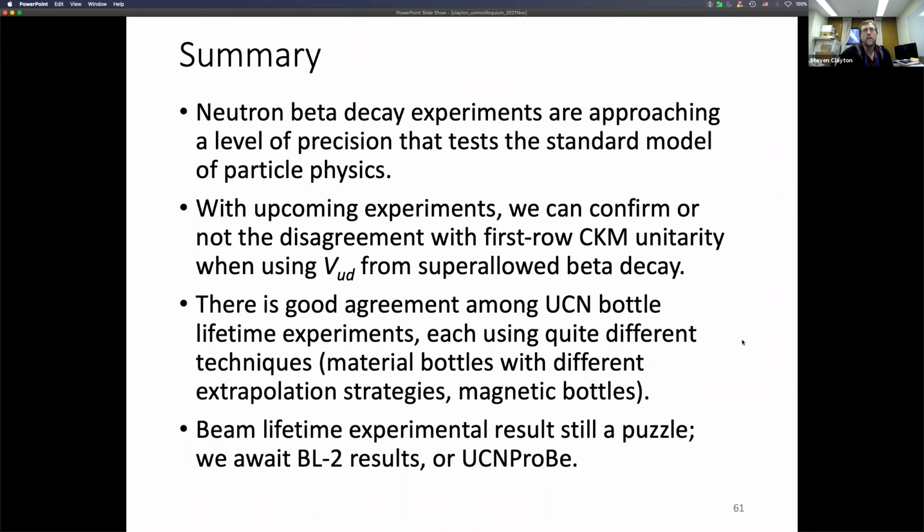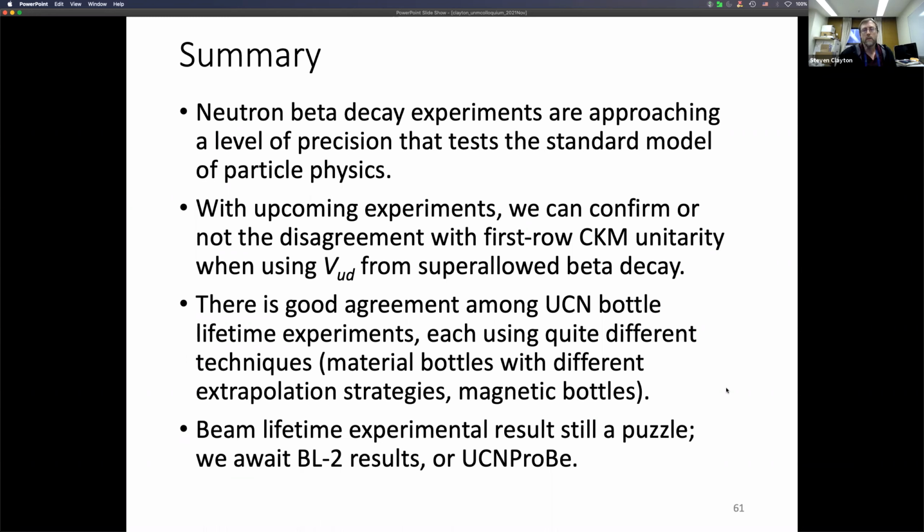So basically, with neutron beta decay experiments, we're approaching a level of precision that tests the Standard Model of particle physics. With upcoming experiments, we can confirm or not the disagreement with first row CKM unitarity when using Vud from superallowed beta decay. There is good agreement among the UCN bottle experiments, notwithstanding a little bit of tension. And each of those, I will remark, use quite different techniques. I mean, especially the material bottles versus magnetic bottles is pretty different.